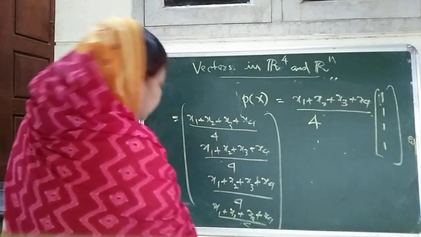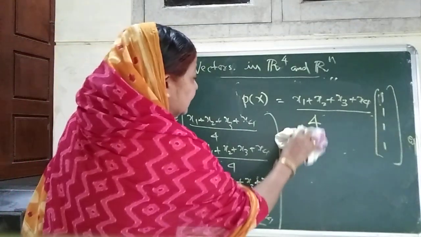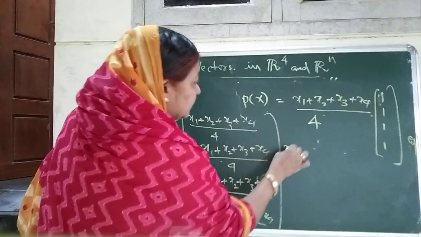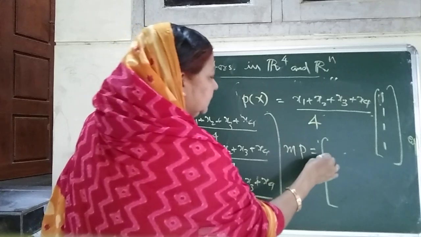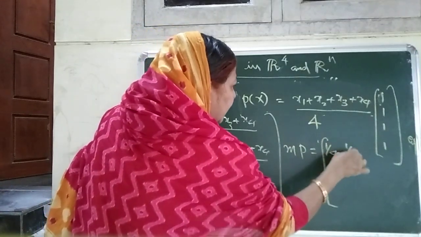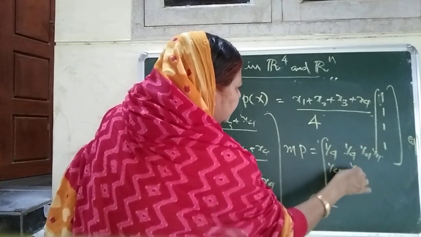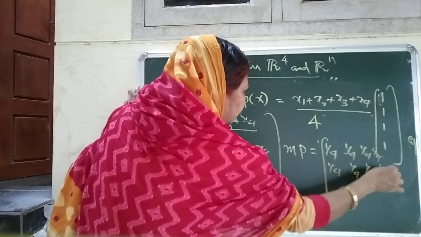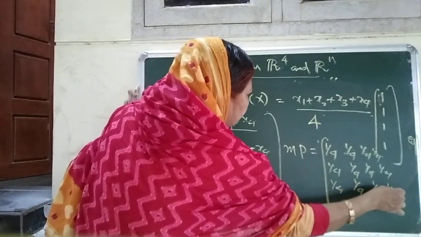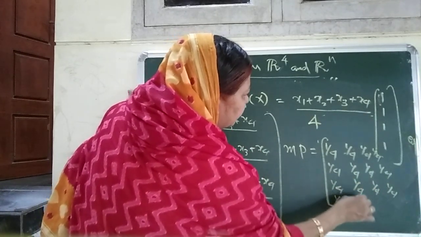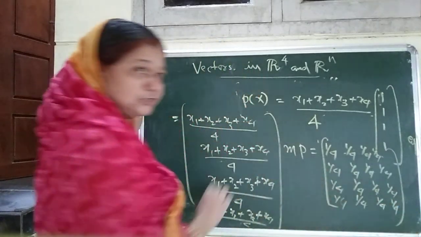Just as in the previous case, we can represent them as matrices. The matrix of P, the projection, is a 4 by 4 matrix with every entry equal to 1 by 4. Then that is the matrix of P.